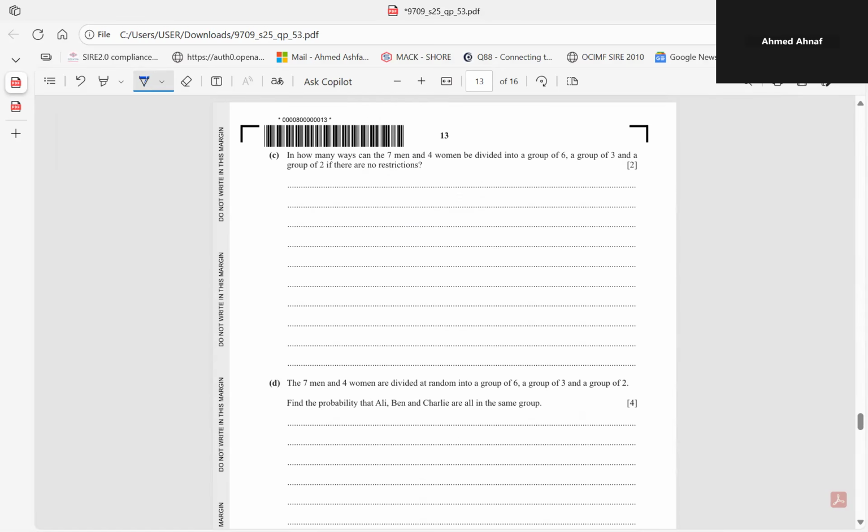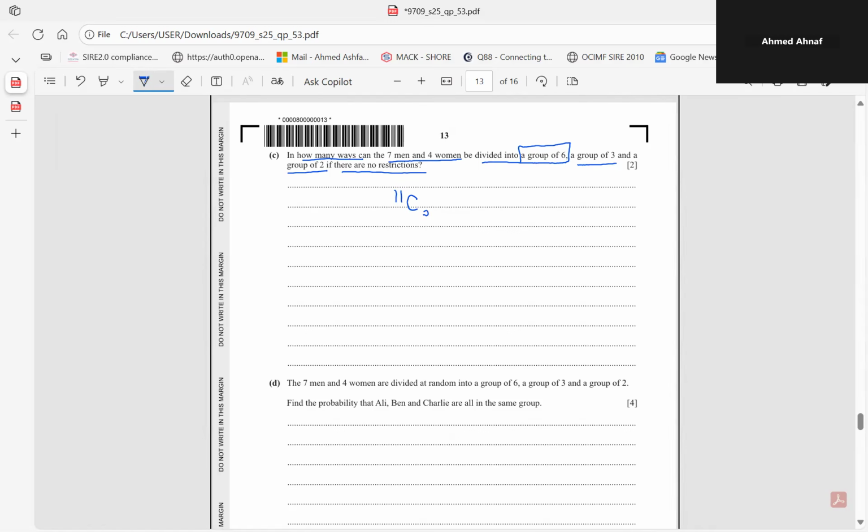Okay, so now we have to find out in how many ways the 7 men and 4 women can be divided into a group of 6, a group of 3, and a group of 2 if there are no restrictions. Okay, so to solve this question, let's first divide all of them into a group of 6. So there's 11 people to choose from. Since there's no restrictions, we can include all of them. And we only want 6 from the 11.